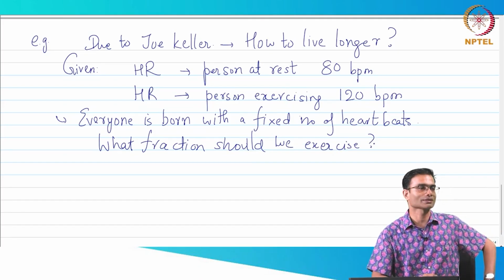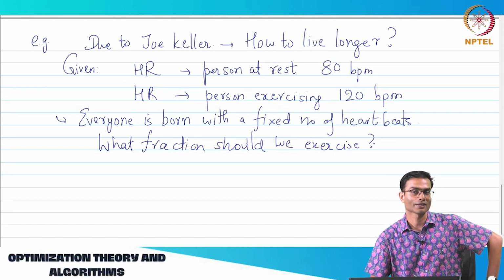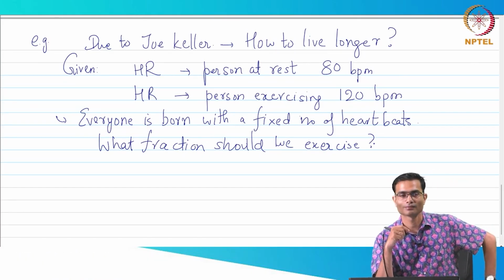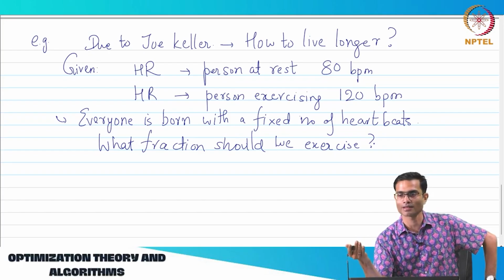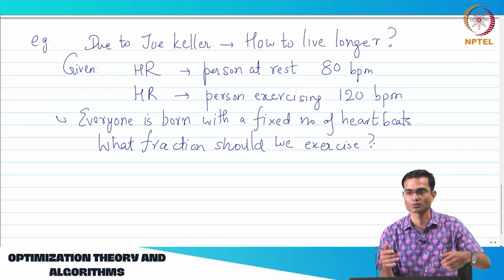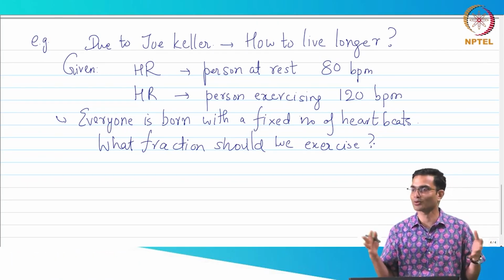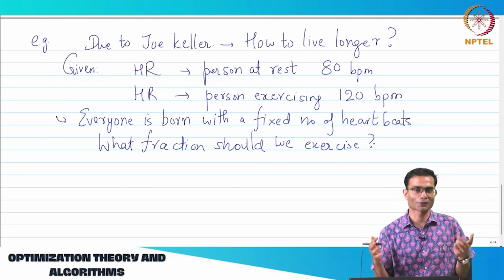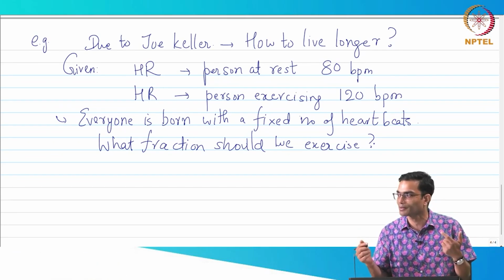Immediately I saw the answer as 0, which is the correct answer given this information in the problem, right? Can someone tell me why the answer should be 0 for this problem? Because exercise increases the heart rate. If I have a fixed number of heartbeats, I'll exhaust them sooner, I'll die sooner, right? So the person who never went out for exercise, who only stared at their Instagram reel, will answer 0, because you know what else is there, right?